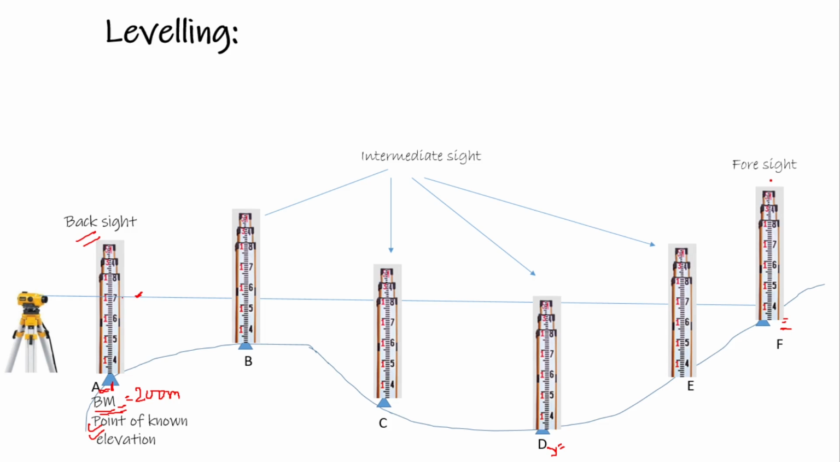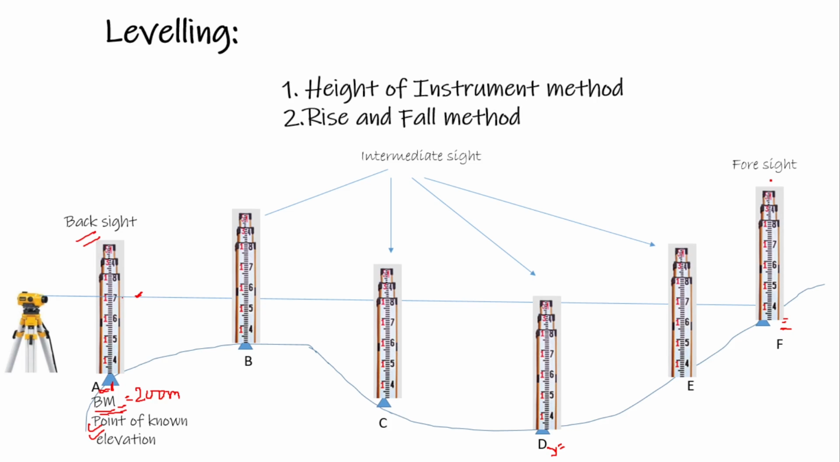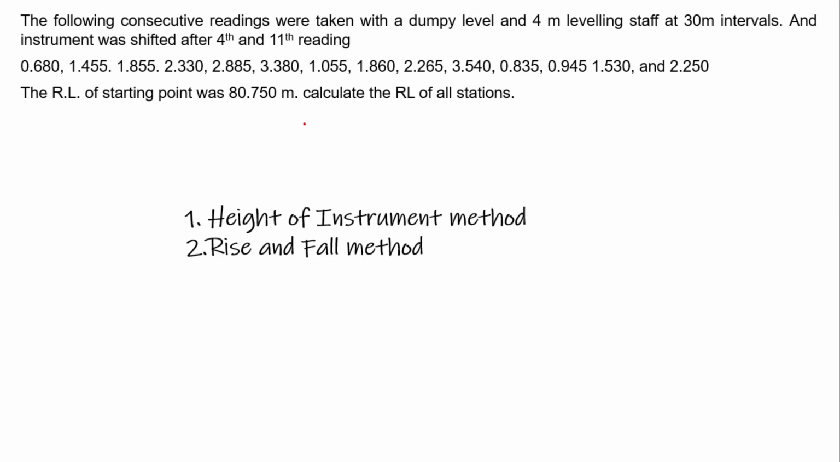Now we have to find out the elevation of all other points. For calculating the RLs, there are two methods: the height of instrument method and the rise and fall method. We will see both methods one by one. We are going to solve one problem which is given in our worksheet.